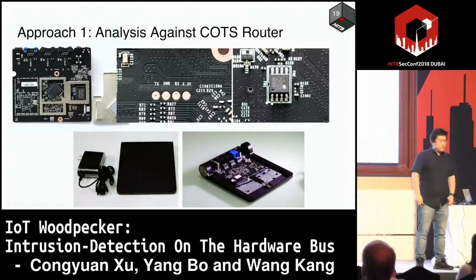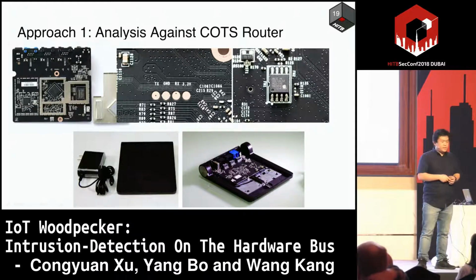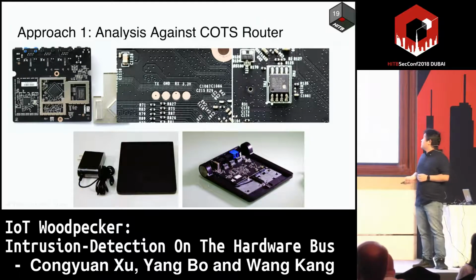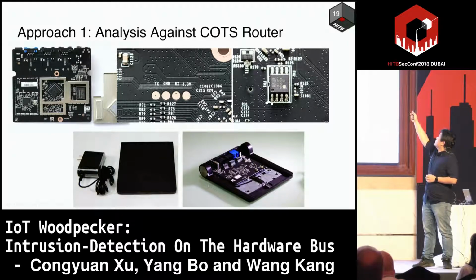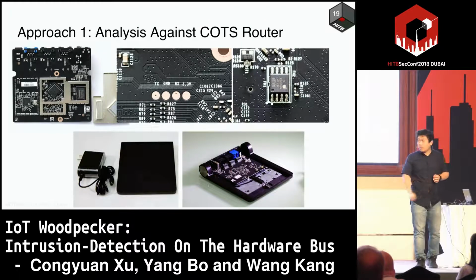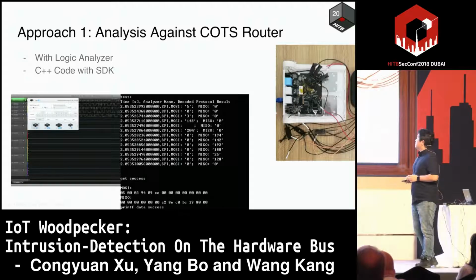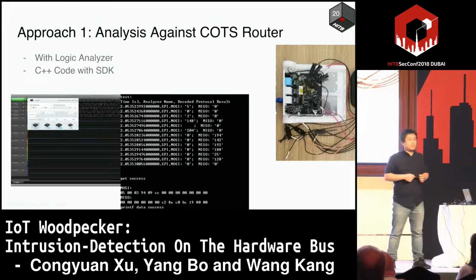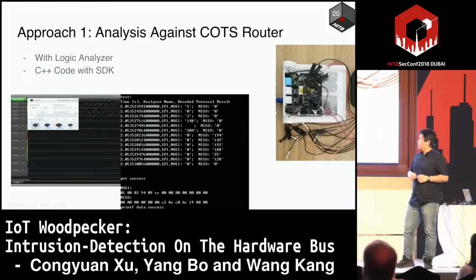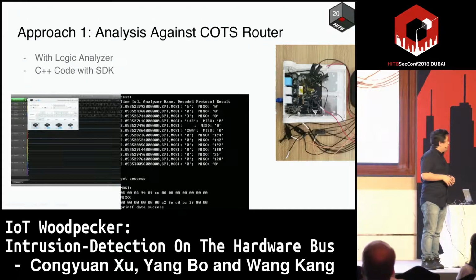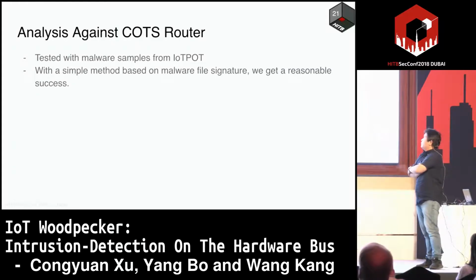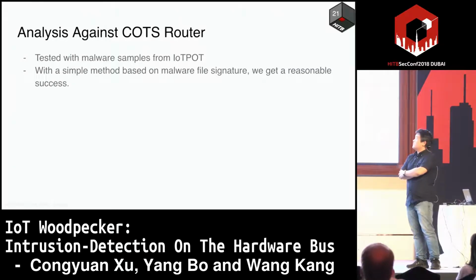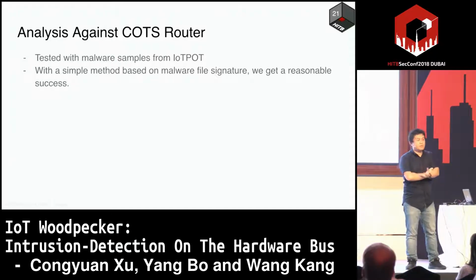So this is our first approach, the analysis against a very simple SPI flash router. As you can see, this is a flash chip. There are 8 pins. We only have to monitor 2 of the pins. And after writing some C++ code with the SDK it provides, we can extract a lot of the traffic, and we can even get the file system log from this software.